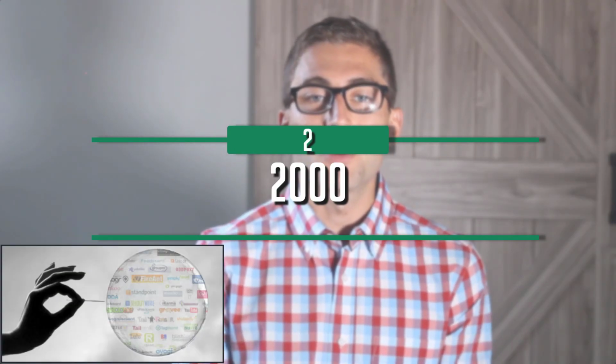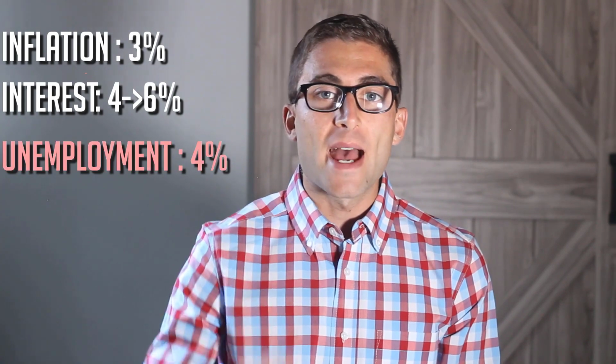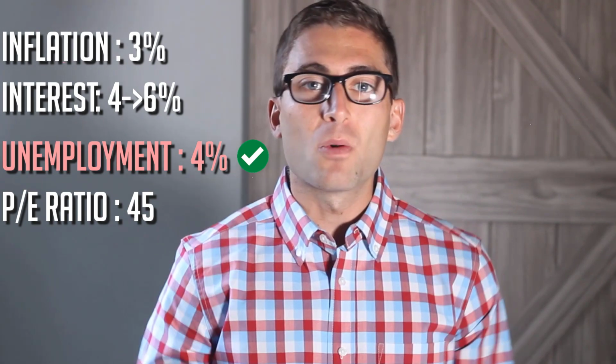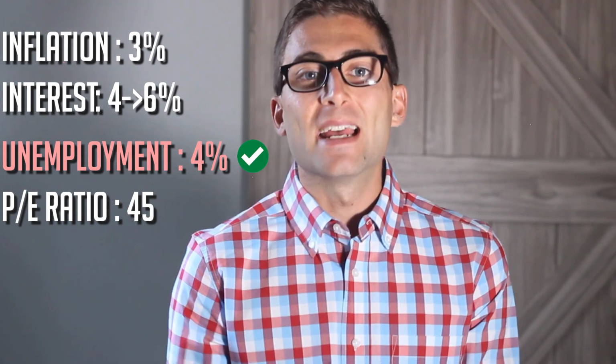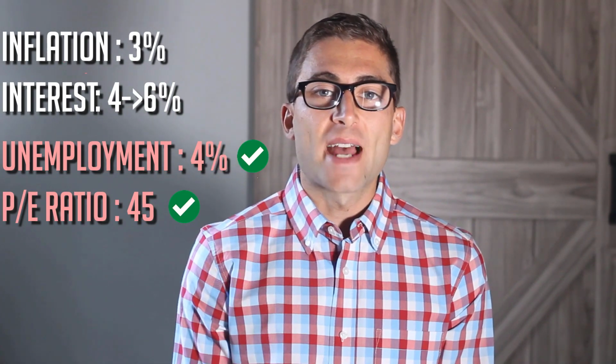Moving on to the next recession, this is the 2000 internet bubble. During this time, we had inflation around 3%, which is neutral. We also had interest rates raised from 4 to 6% in 6 months. Not too bad, that's also neutral. Unfortunately, unemployment was 4%, super low, very bad, check mark. And we also had a PE ratio of 45, which is double what it was during the crash of 2008. Extremely bad, check mark that. So just overall, we had two economic factors that could have led to recession and two that were kind of neutral, not helping or really hurting the market.